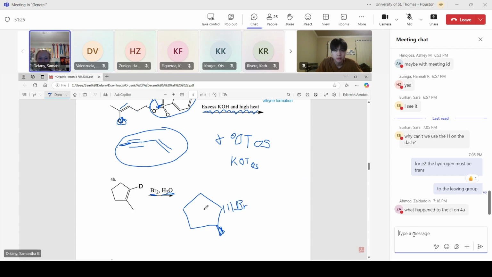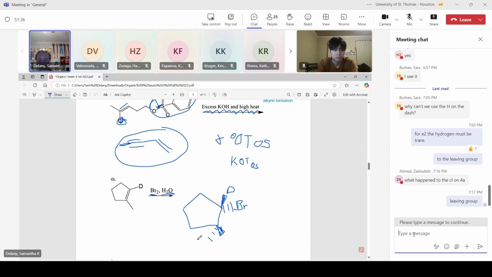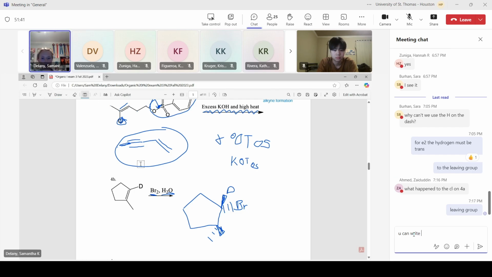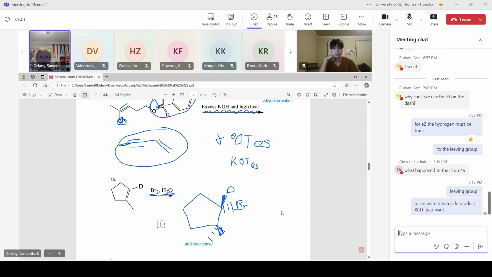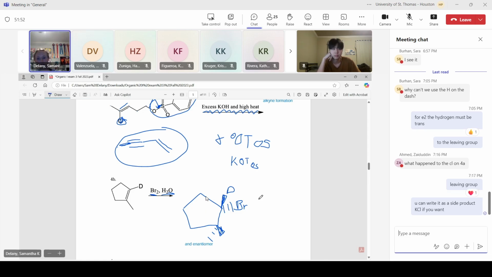And now we just need to add the rest of it. So we still have a deuterium on the top carbon. We do need to show that. And we still have a methyl group on the bottom carbon. And we also have the enantiomer of this. I'm just going to write "and enantiomer". If you remember, she does take "and enantiomer" on the test, right? I'm pretty sure she does. I would do that too because it's a lot easier.